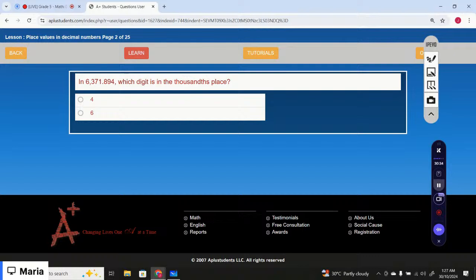Which digit is at the thousands position? The correct option is 4. 4 is at the thousandth place.